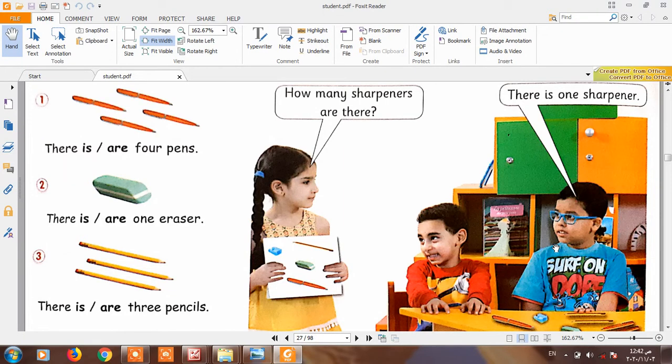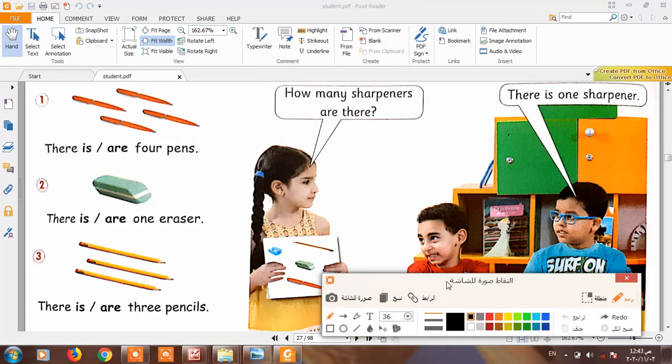Look, KG1, can you tell me what you can see? Yes, pens. Let's count, KG1. How many pens are there? Let's count. 1, 2, 3, 4. 4 pens, KG1, more than one. So we use there are 4 pens. Now, KG1, make a circle on R.